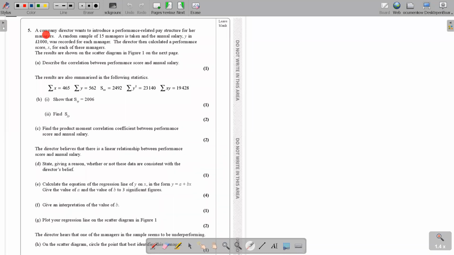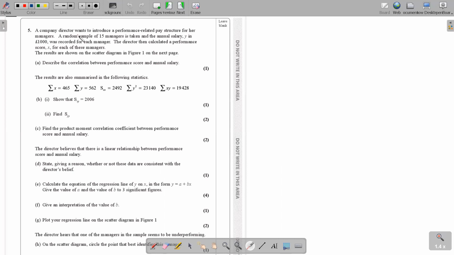Okay, question number 5. A company director wants to introduce a performance-related pay structure for her managers. A random sample of 15 managers is taken and the annual salary Y in £1,000 was recorded for each manager. So kind of like you have done coding here, right? Because you are recording in thousands. The director then calculated a performance score X for each of these managers. The results are shown on the scatter diagram in figure 1 on the next page. Okay, so there's a scatter diagram also. Describe the correlation between the performance score and the annual salary. Okay. You have to describe the correlation between the performance score and the annual salary.